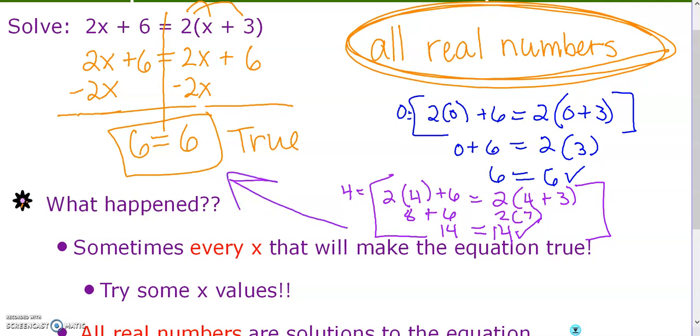So our answer is all real numbers because we can pick any number we want, plug it in, and we're going to get a balance. The left side will equal the right side. So again, if that's true, our variable disappeared, we get a true statement. Our answer that we should write down or fill in or select if it's multiple choice is all real numbers.